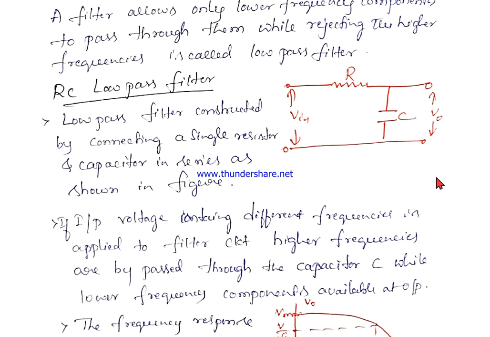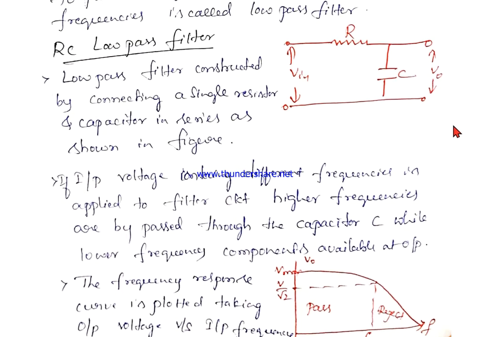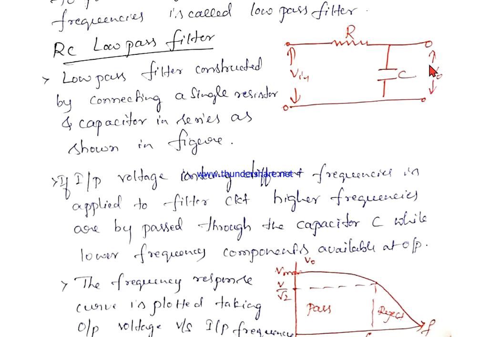The low pass filter is constructed by connecting a single resistor and a capacitor in series as shown in the figure. The output must be measured across the capacitor, and the input must be given across the end of the resistor and the end of the capacitor.